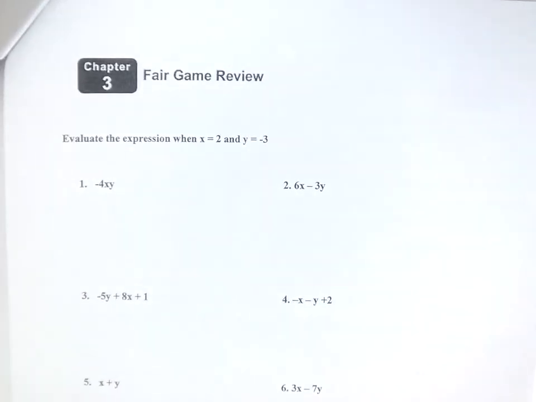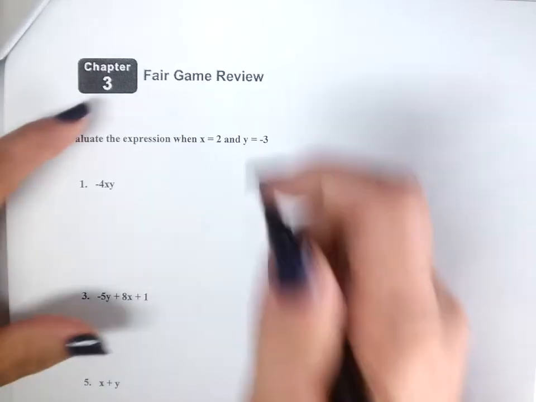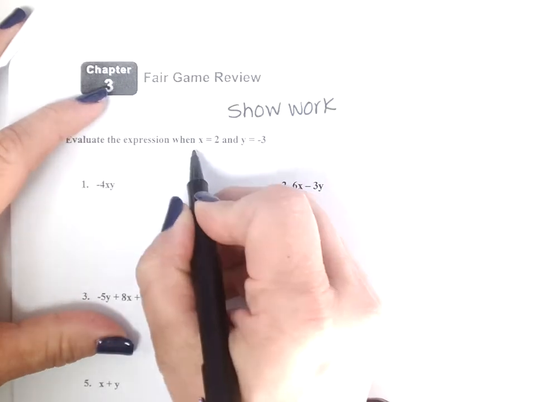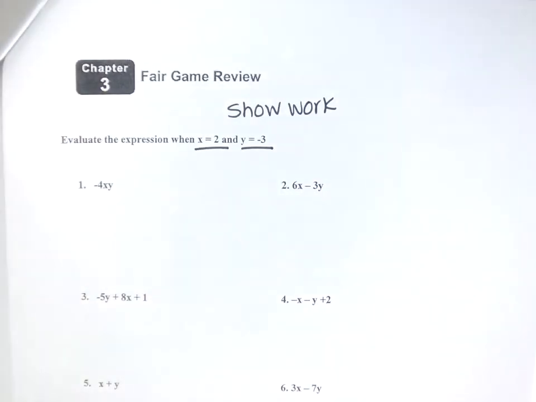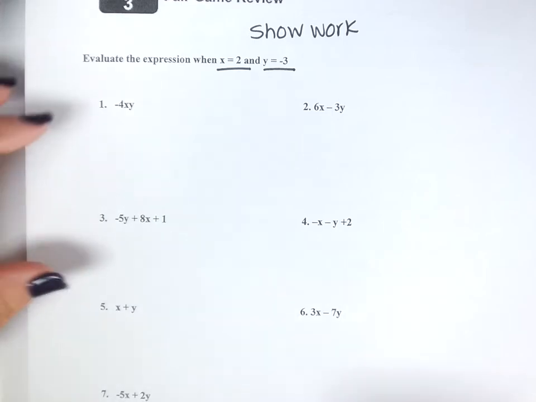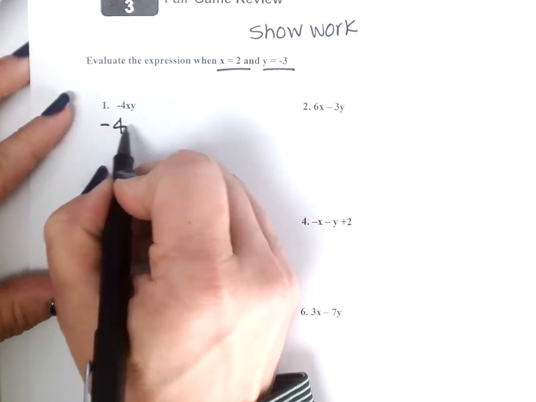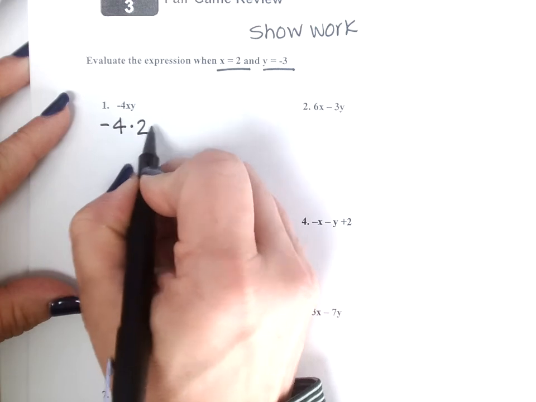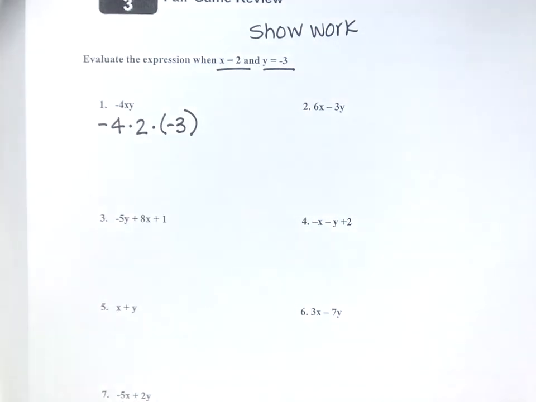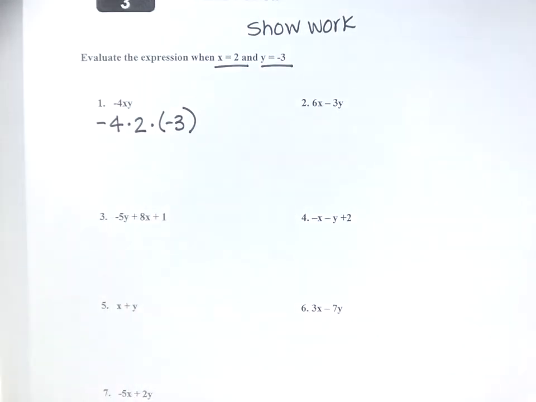Okay, next page is the homework. This is the Fair Game Review worksheet. You are going to show work, first of all. And by work, I mean you're going to take these numbers and plug them in and show the numerical expression, and then any steps you need to show for order of operations. So if I was doing this problem, it's negative 4 times 2 for x times negative 3 for y, and then you would solve. And this is all multiplication, so you could do it in any order you want.